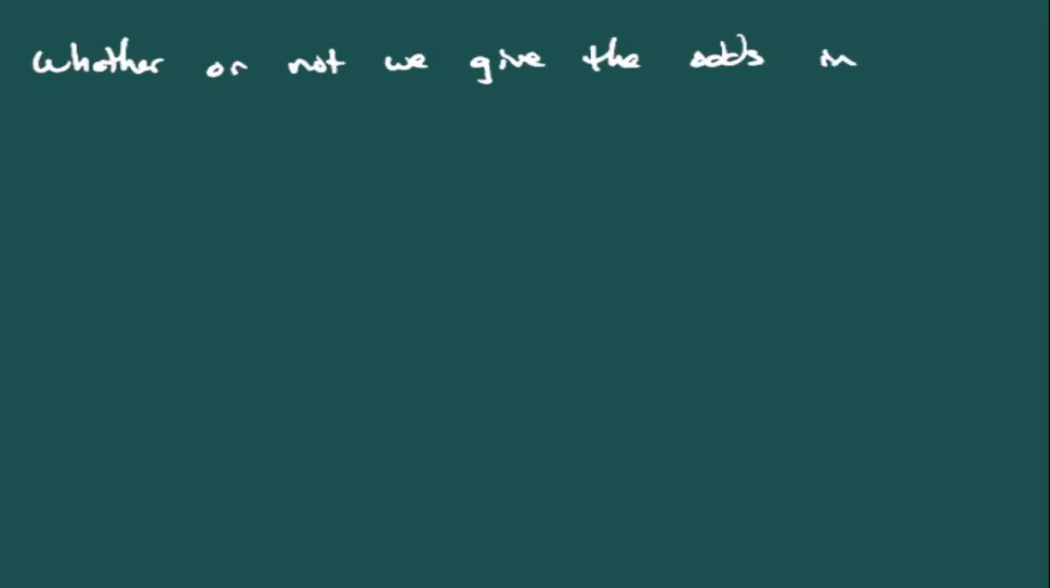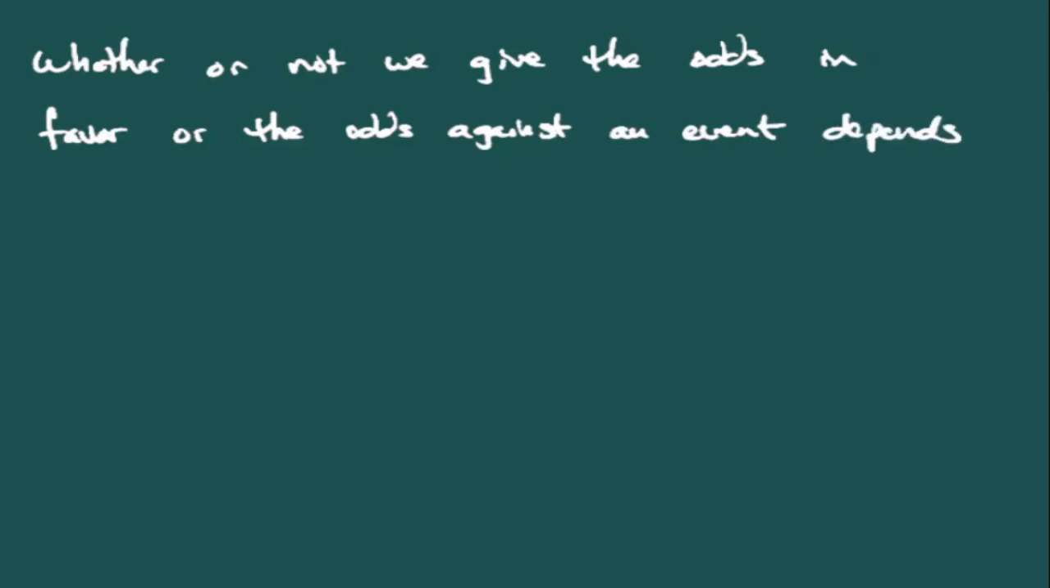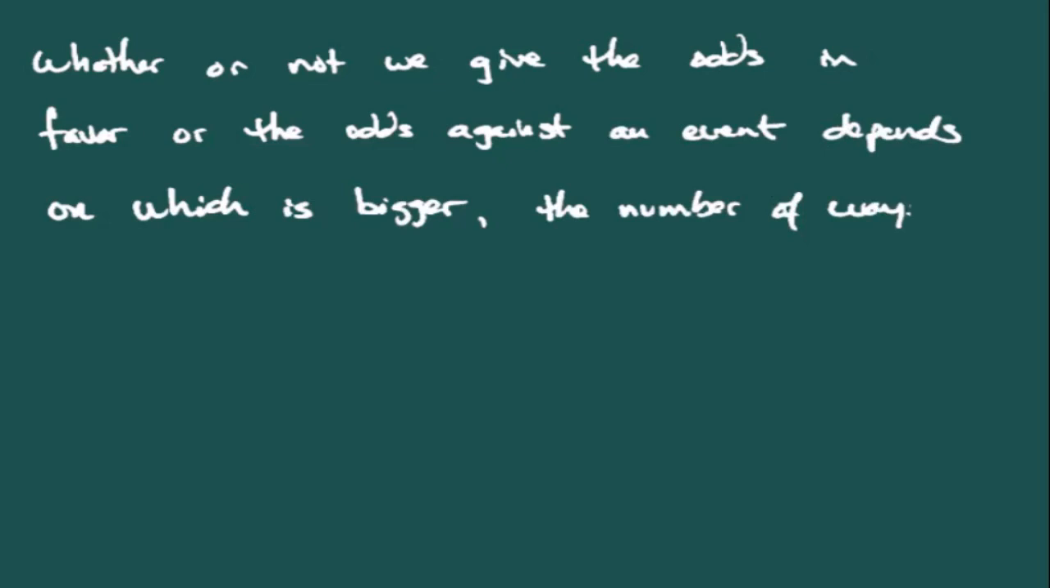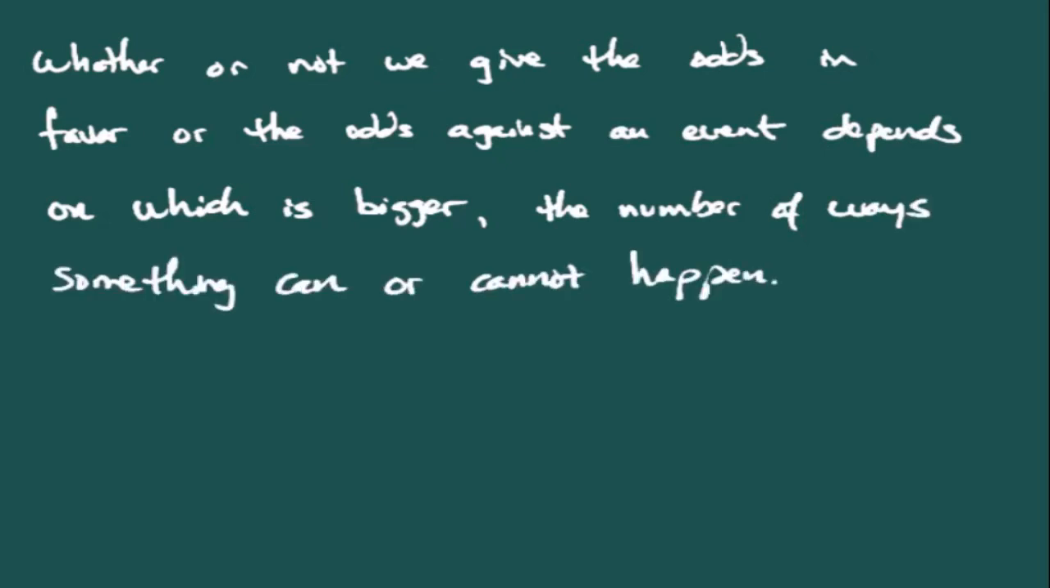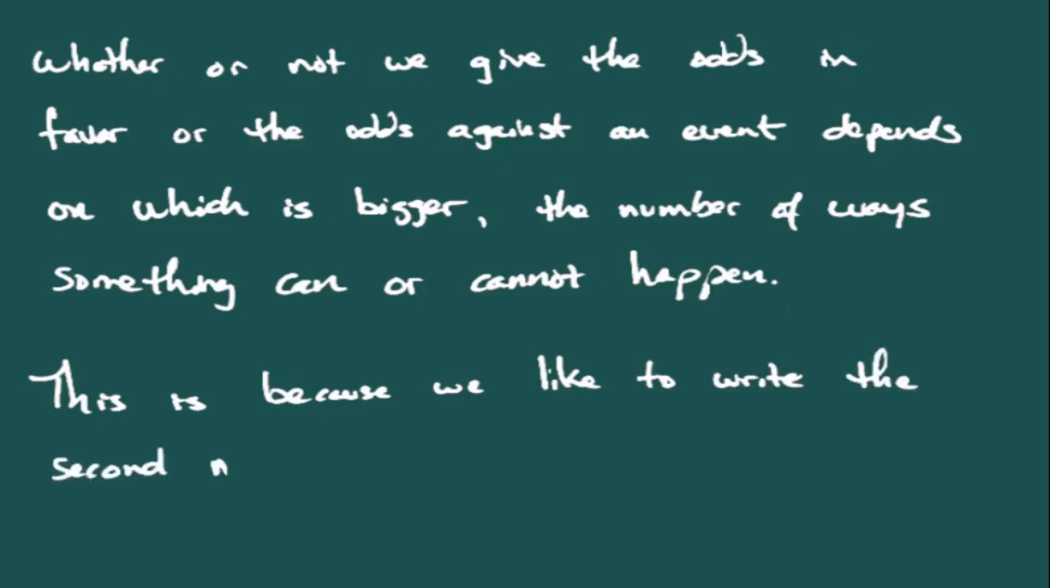Now, whether we give the odds in favor or the odds against an event pretty much just depends on which is bigger, either the number of ways that it can happen or the number of ways that it can't happen. The bigger number we'll usually write as the first number. And the reason for this is because we like to write the second number as a proportion to 1. We want to have 1 as that second number just because it's easier to visualize in that way.